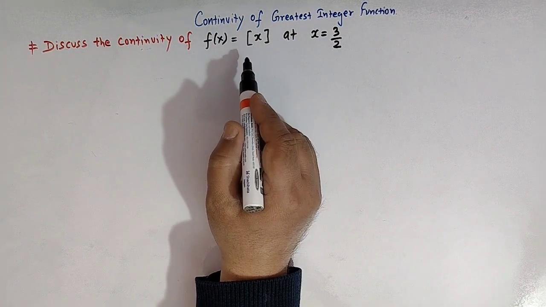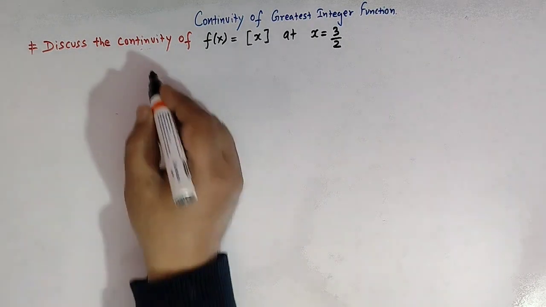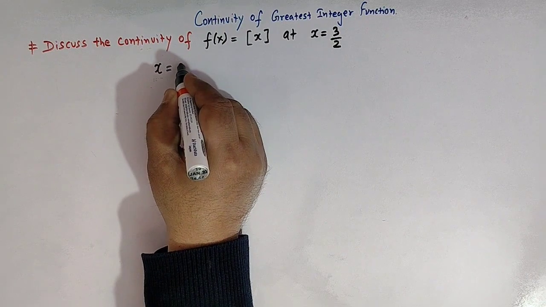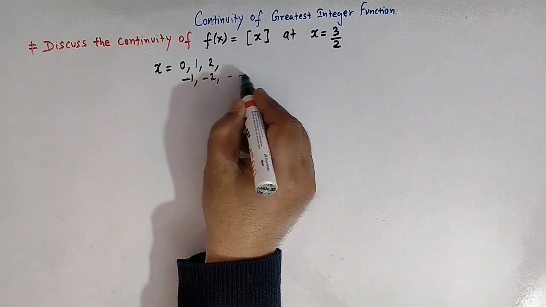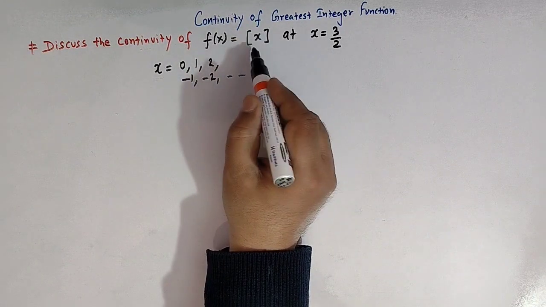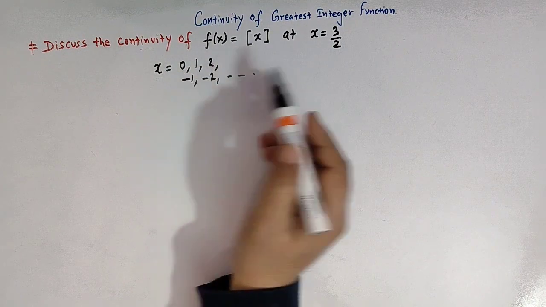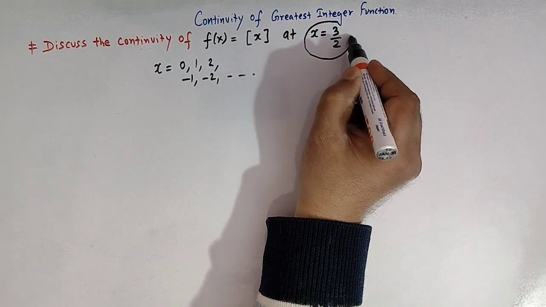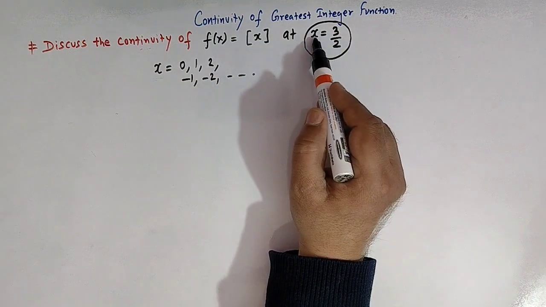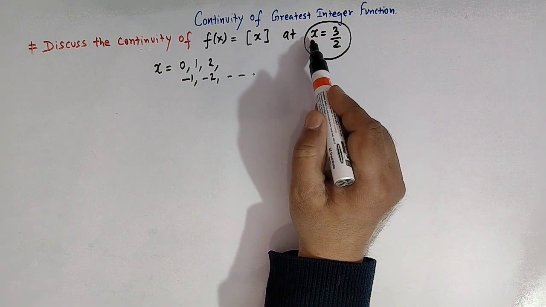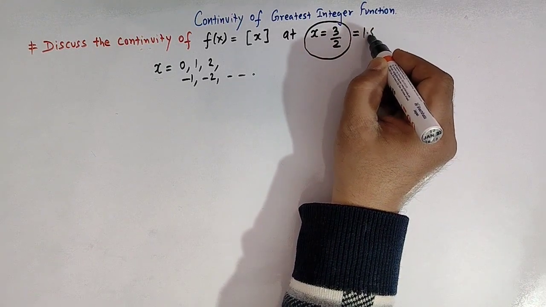See, we know that the greatest integer function is a discontinuous function at the integral points, that is 0, 1, 2, -1, -2, and so on, right? So the greatest integer function is discontinuous at the integer points, right? And here we have to discuss the continuity of this greatest integer function at the non-integral point, right? So here we have x is equal to 3 over 2, that is 1.5, right?